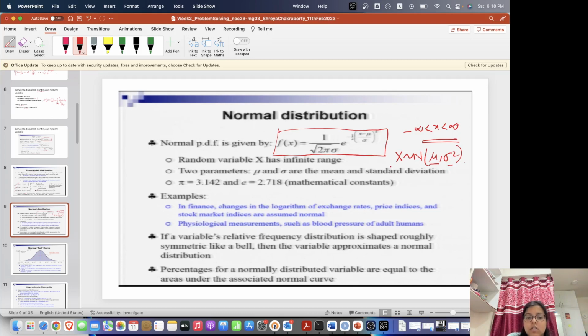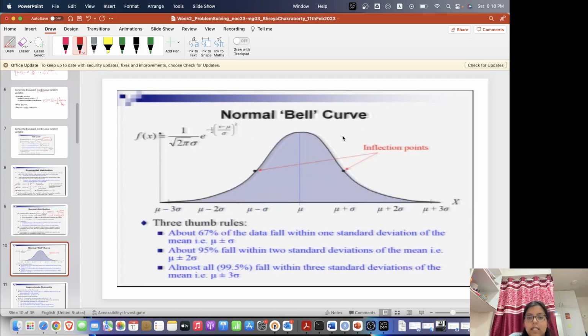This distribution is fairly used in most cases, and as was also discussed, the thumb rule, the percentage of data falling between mu plus minus sigma, mu plus minus 2 sigma, these are empirical flag points which you should keep in mind.